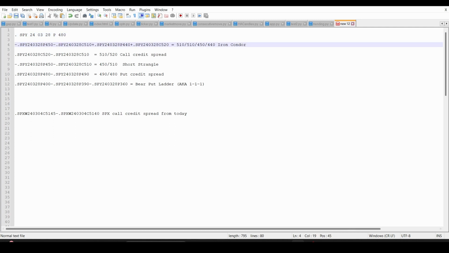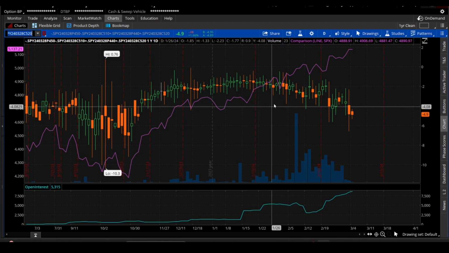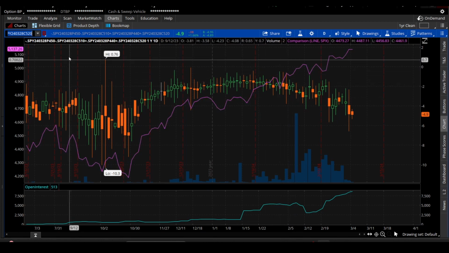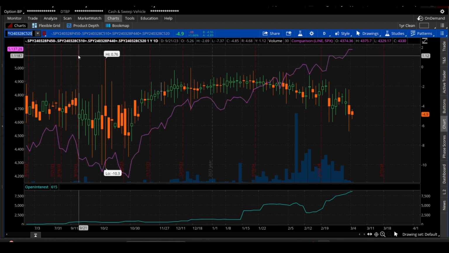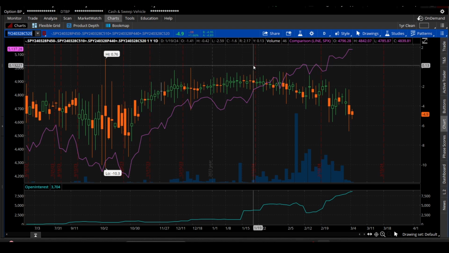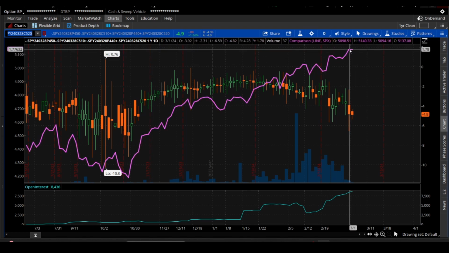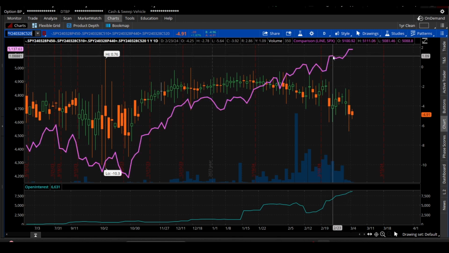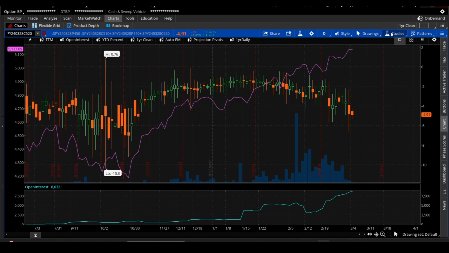Anyway, we're looking at the iron condor right here. I'll go back to it. So, we can see since we're short the 510 call and the SPY is up around 510, 513. I'm not sure the exact price of the SPY right now. It looks like this is a comparison for SPX. Let me actually change that.